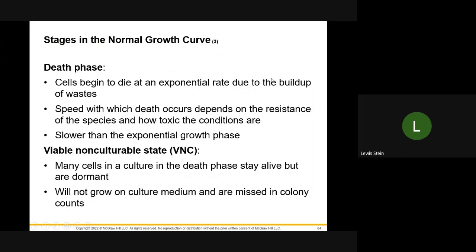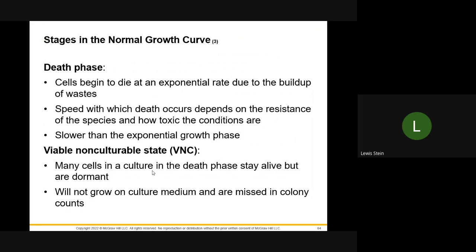And then, even though they don't die as rapidly as they grow, eventually the conditions are just overwhelming. It depends on the resistance of the species and how toxic it is, slower than exponential growth phase. And then the so-called prolonged decline, they're calling it the viable, non-culturable state. It's sort of a state of dormancy that even exists in relatively old cultures, and not terribly important for us at this point in time.